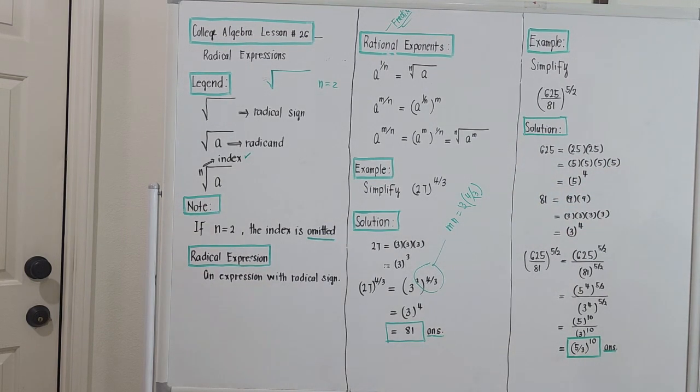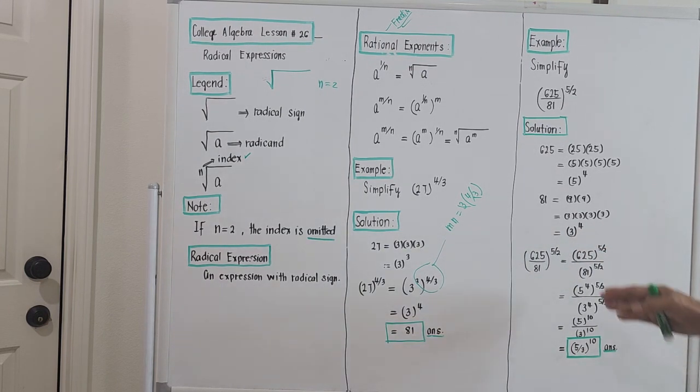And for 81, the possible prime factors initially is 9 times 9. In 9, there is still a prime factor, which is 3 times 3, and 3 times 3. Or this will be 3 to the 4th.